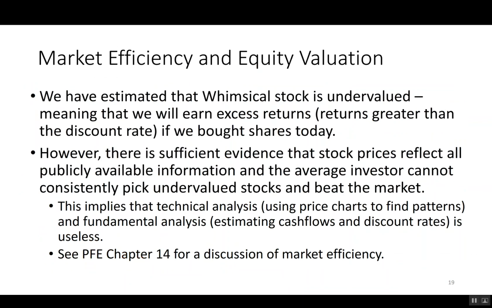Let me just talk a minute about market efficiency. In this model, it looks like we found a really great stock, one that's selling for $10, and which if we bought it now will give us a 40% return, or another way of thinking about it, it's a stock that's worth $25. However, there's a lot of evidence that says that the average person can't find undervalued stocks like that. The market is very efficient, and therefore the average investor is not going to find these undervalued stocks, and what's probably more likely is our model's flawed. So if you want a discussion of market efficiency and what that implies for stock picking, you can take a look at chapter 14.